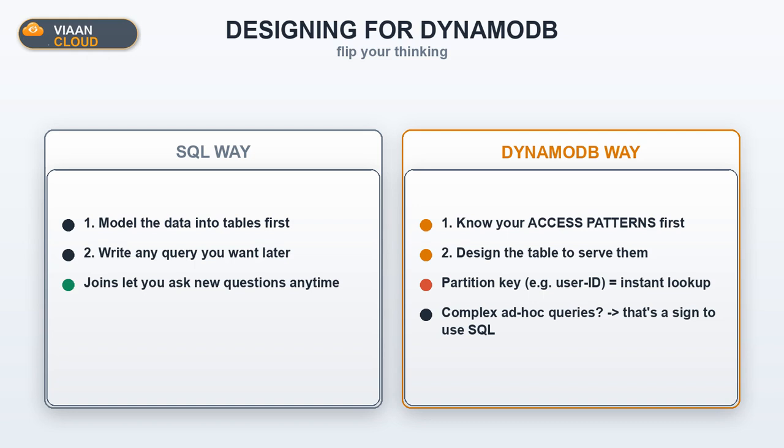DynamoDB is brilliant, but only if you flip your thinking, so here's the key shift. With SQL, you model your data first and write any query later. With DynamoDB, you do the opposite. You figure out your access patterns first, exactly how your app will look data up, and then design the table to serve those patterns. Everything hinges on the partition key, the value DynamoDB uses to find an item instantly and to spread data evenly across its machines. Choose a key that matches how you actually fetch data, like user ID, and it flies. There are no joins to lean on, so if your queries are complex and ad hoc and ever-changing, that's a sign you actually want SQL.